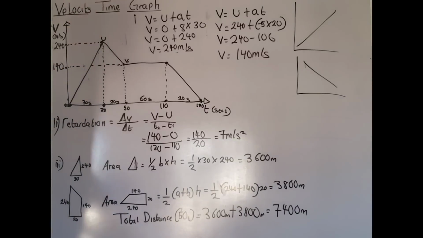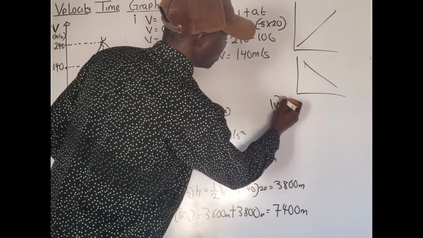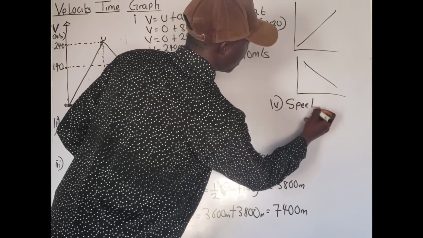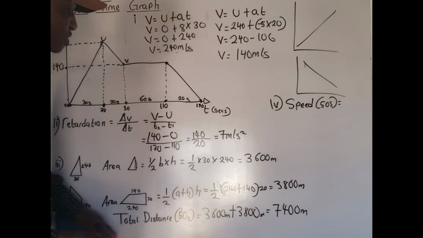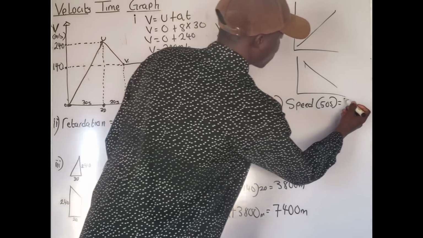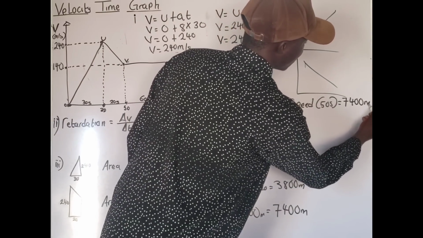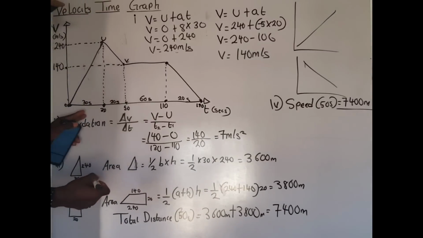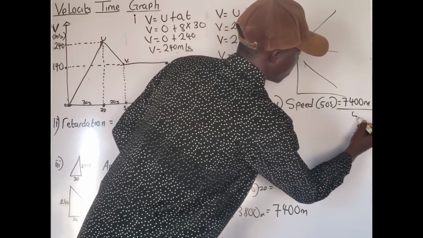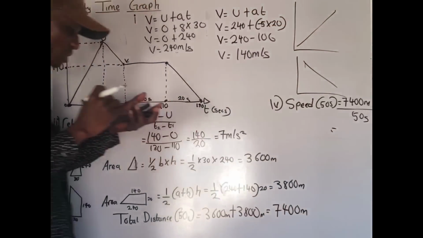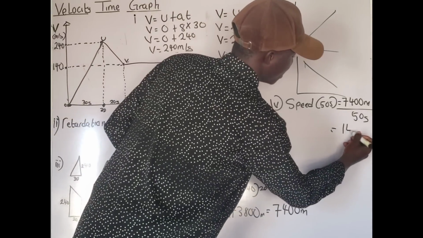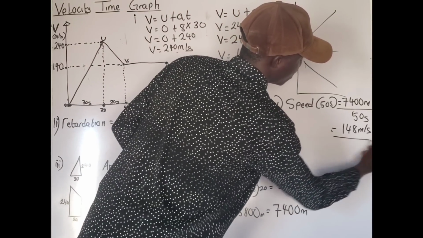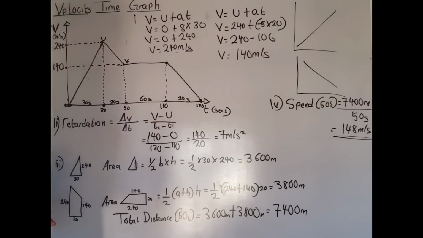Please pay attention. Okay, question 4, the average speed. You understand? The average speed in 50 seconds. That is what? Distance over time. The distance in 50 seconds is what? 7,400 meter. So I'm going to have 7,400 meter all over time taken, which is what? 50 seconds. Okay, so 7,400 meter divided by 50 seconds. That is 148 meter per second. Okay, 148 meter per second.